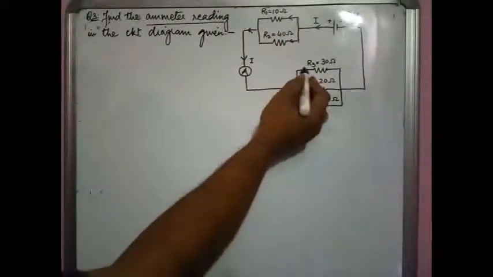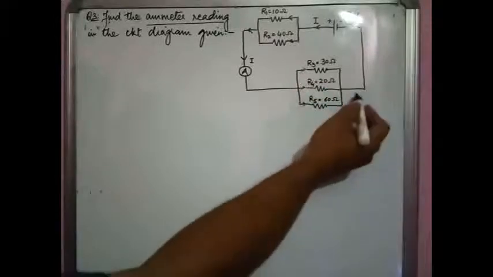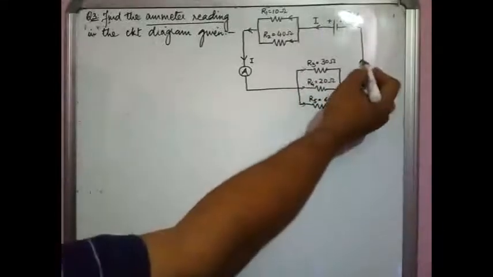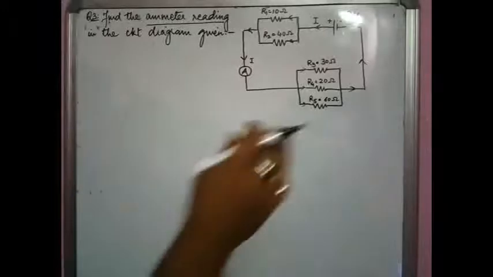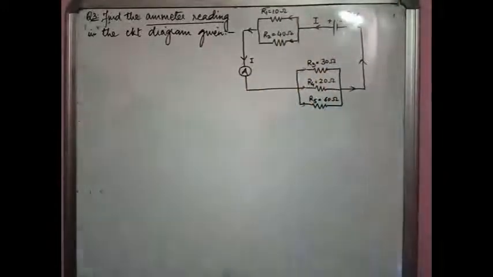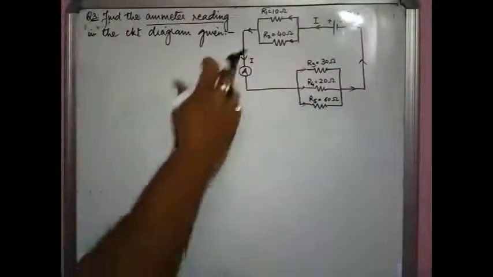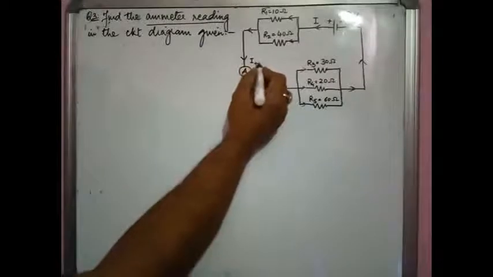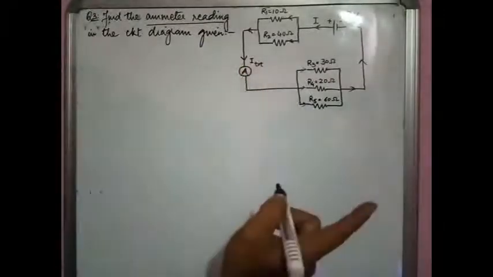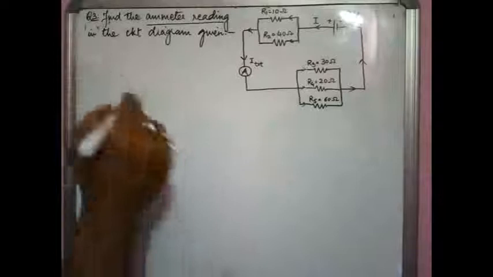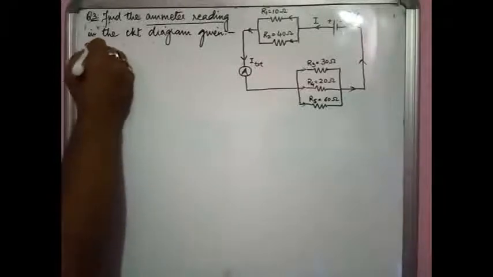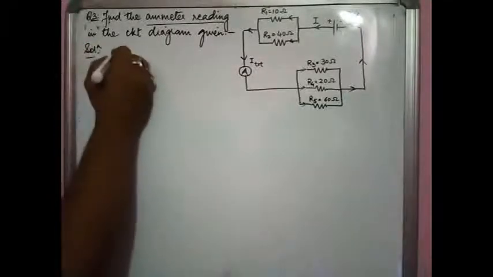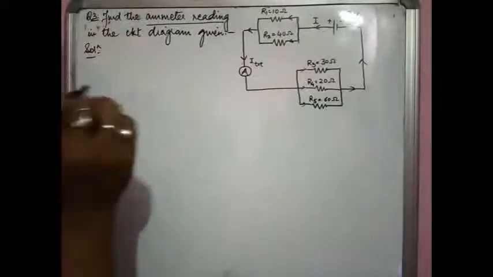Again here it is going to be divided into 3 parts, but then again it comes out as I total. So you don't have to worry about individual currents, you only have to calculate the I total which is flowing, and for I total you have to calculate R total. Quickly moving on to the solution part, we will calculate R total.